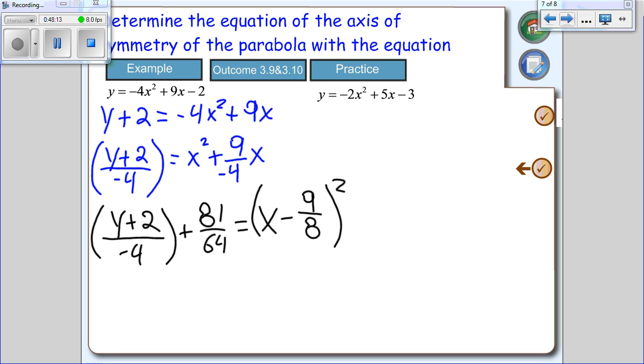Okay, now I'm going to get everything away from the y. I'm going to subtract 81 over 64 from both sides. I'm going to get y plus 2 over negative 4 is equal to x minus 9 over 8 squared minus 81 over 64.